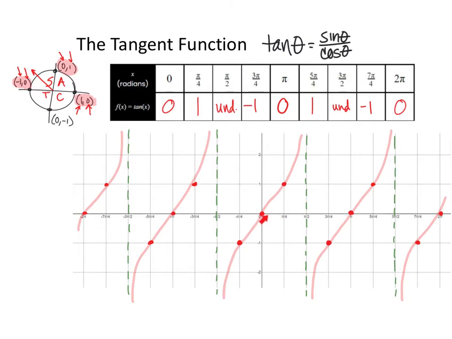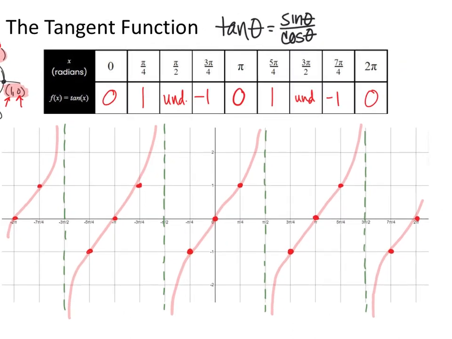So we graph this. We have 0, 1, undefined, negative 1, 0, 1, undefined, negative 1, 0, if it kept going 1, undefined. And so we're able to create both sides, the positive and negative x values from negative 2 to 2 of the parent function for tangent.